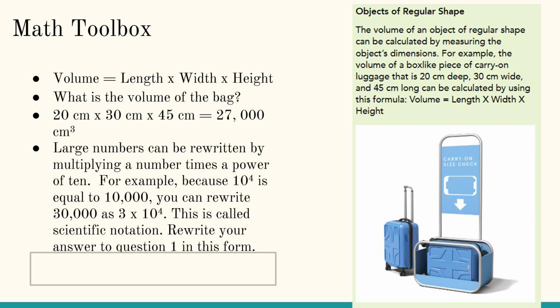Taking this further, large numbers can be rewritten by multiplying a number times the power of 10. For example, because 10 to the power of 4 is equal to 10,000, you can rewrite 30,000 as 3 times 10 to the 4th power. This is called scientific notation. Rewrite your answer to question 1 in this form. And in this form, we would have 2.7 times 10 cubed.